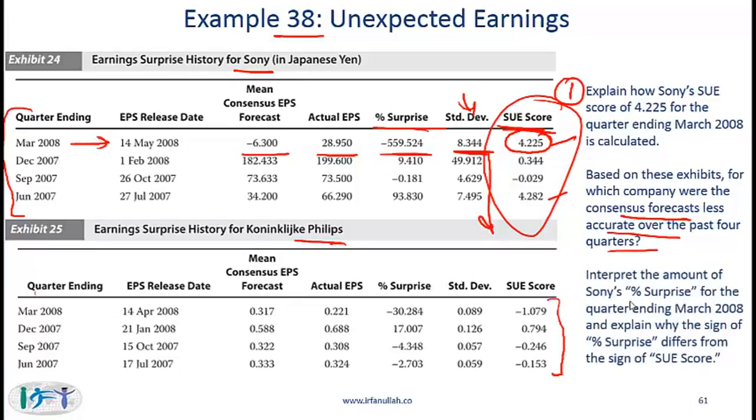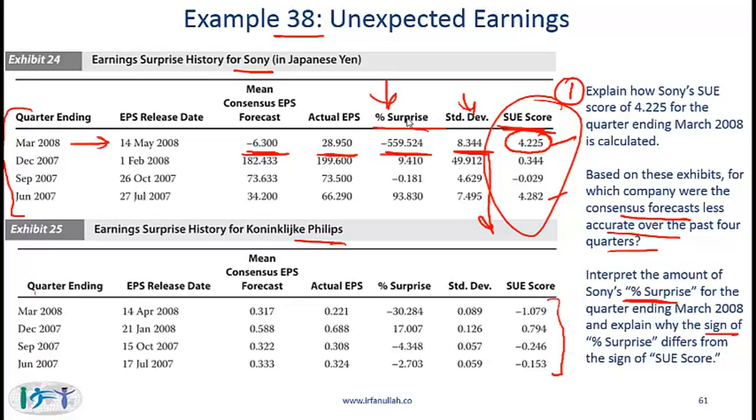The next question is, interpret the amounts of the percent surprise and why are the signs different over here? So why do we have a minus for percent surprise whereas a positive for the score? This has to do with the definition of percent surprise. Percent surprise is the surprise divided by the forecasted EPS. The surprise itself is positive because the actual EPS is greater than the forecasted number. So the actual EPS is actually much greater.